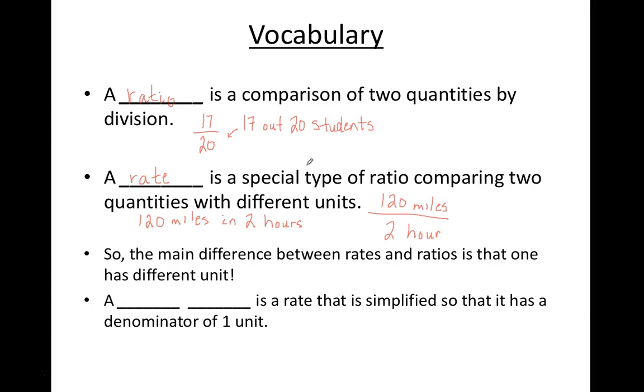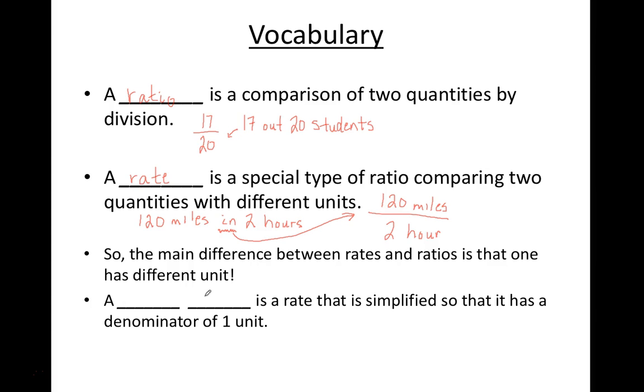Whereas before, this was just a ratio. We were only talking about students. They have the same unit: 17 over 20, or 17 students out of 20 students. Here I'm talking about 120 miles in 2 hours. And one of the key words here, this word in, you'll see a lot. In is representing the fraction bar. So it's saying 120 miles in, our fraction bar, 2 hours.